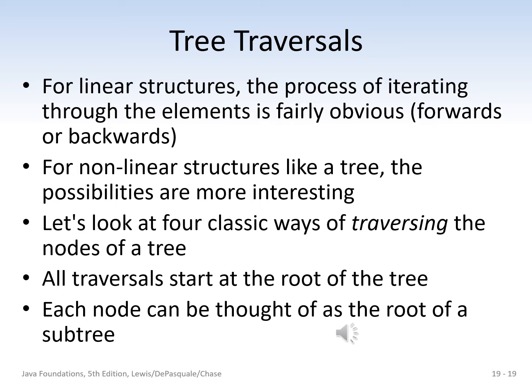As covered in great detail, the process of iterating through the elements in a linear structure is very straightforward. You either go forward or backwards. For nonlinear structures, including a tree, the possibilities are more complex. We're going to look at 4 ways of traversing the nodes of a tree. These are called traversals, and they all start at the root of the tree. And each node can be thought of as a root of a subtree.